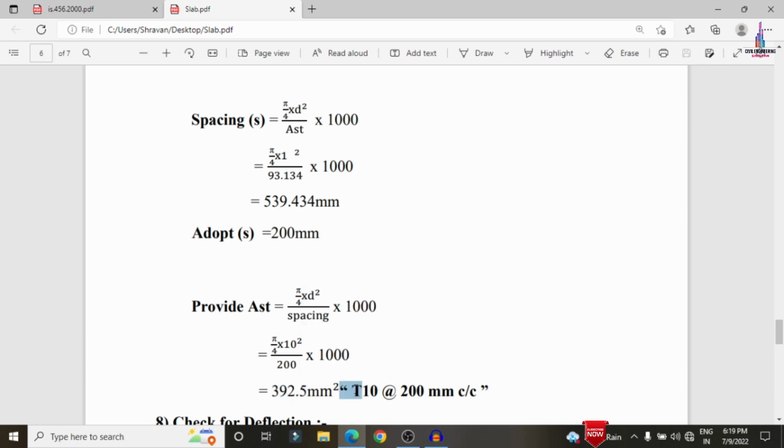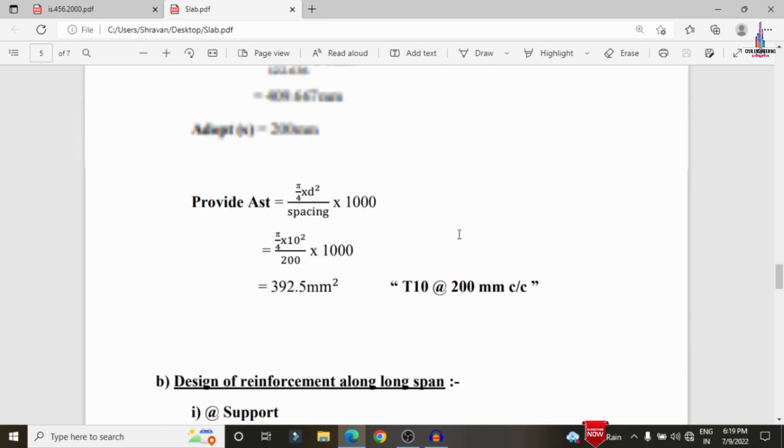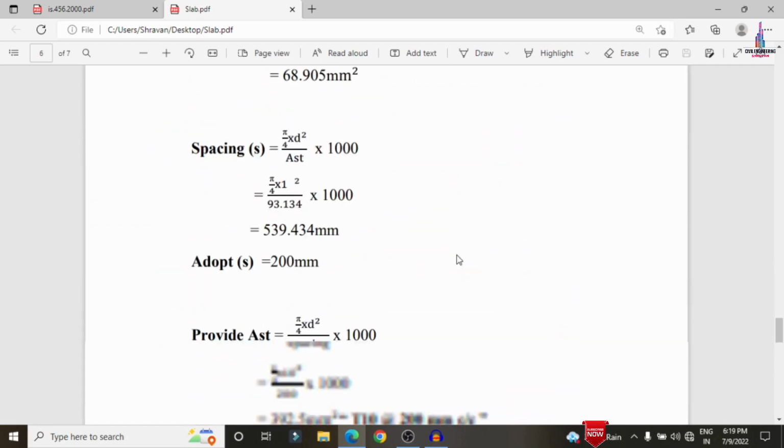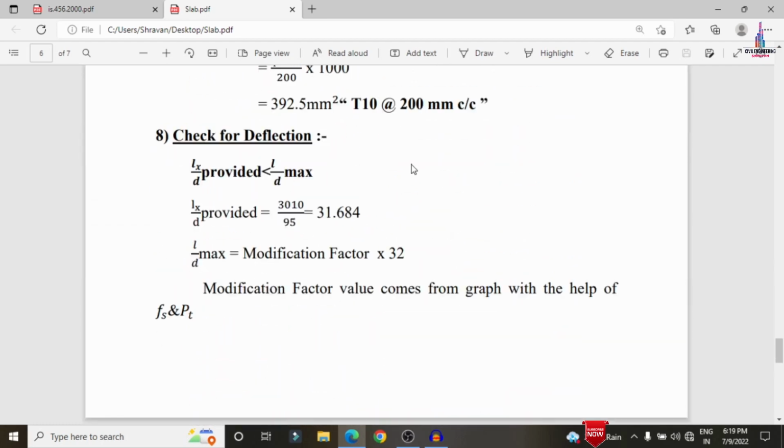So here again we consider the tension bar, which is a 10 mm diameter bar placed at a distance of 200 center to center. For the respective shorter span and longer span, the same amount of reinforcement is obtained. Again, after calculating the reinforcement value, we need to check for the deflection. This is the important one.